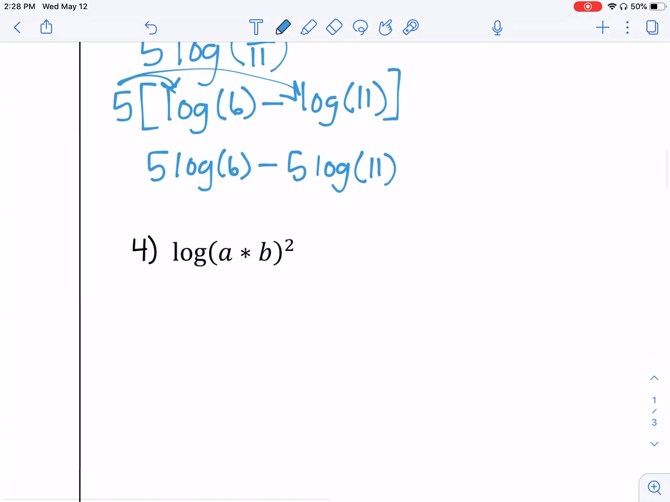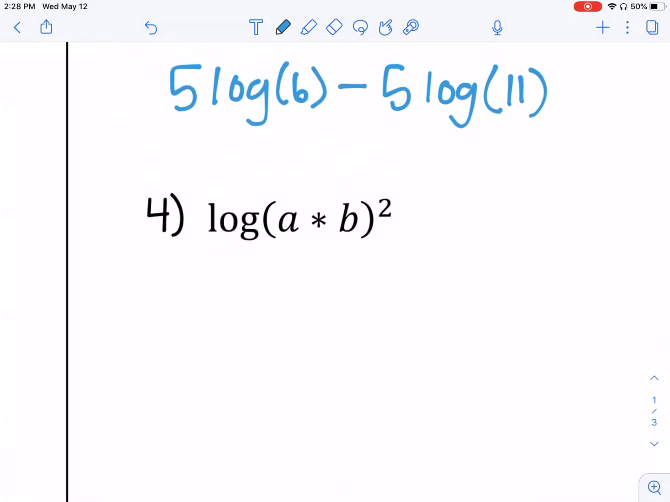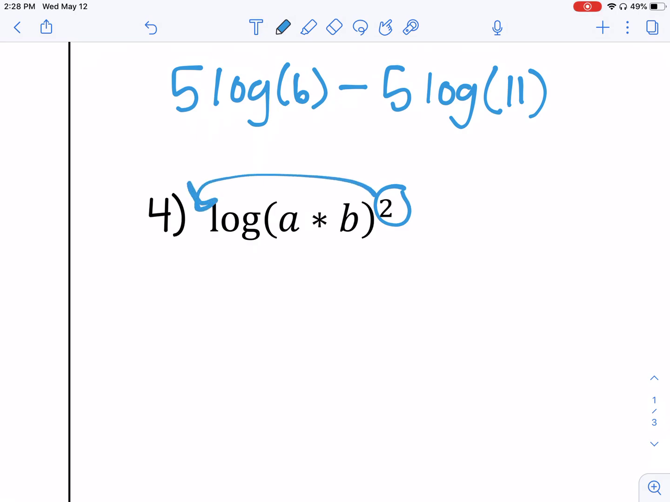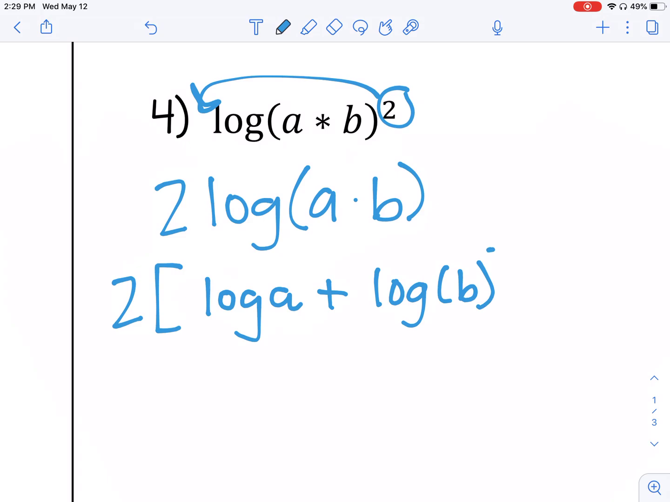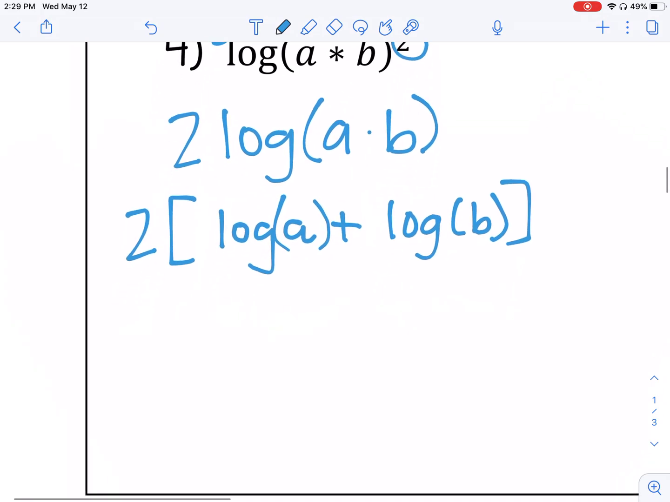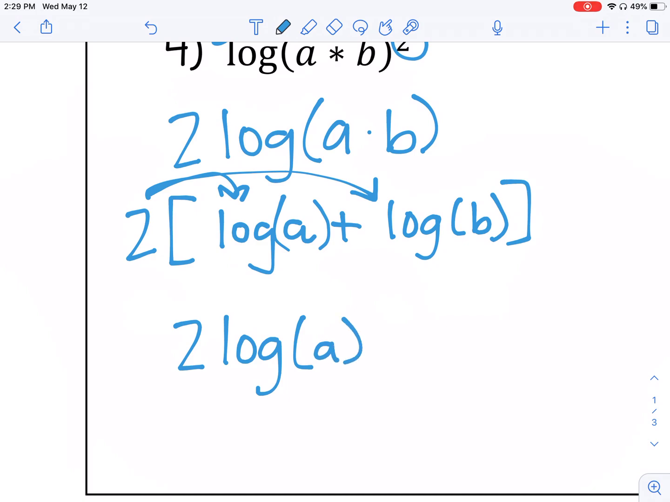All right, next one, we have a multiplication with a power. Again, power, bring it out front. 2 times the log of A times B. The multiplication rule says we get to attach the log to both of those things and add them. So we have 2 on the outside. Log of A plus the log of B. Sorry, I should put those in parentheses. And then let's distribute that 2 just like we did in the last one. So we're going to have 2 times the log of A plus 2 times the log of B.